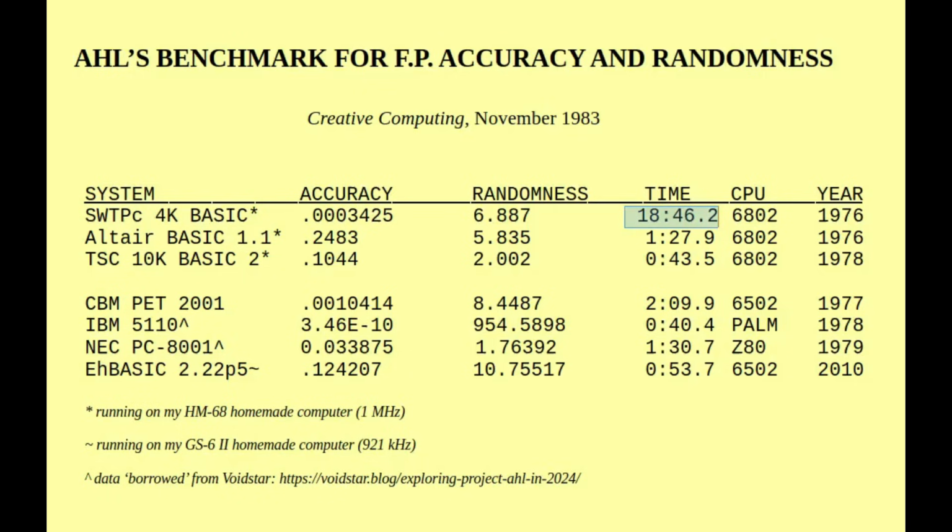TSC's 10K BASIC is pretty good. A BASIC's pretty good, too. The NEC machine, the 8001, was great. And MITS Altair BASIC, it's okay. It's all right. And all the randomness factors are well within spec. And anything under 30 is going to be just great for any game or anything you're doing.